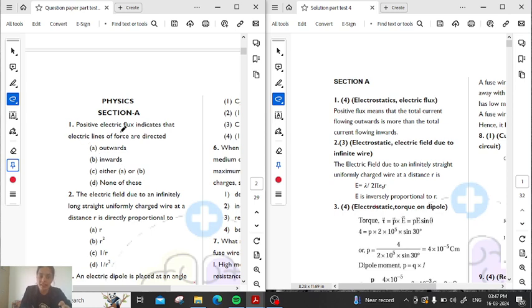A positive electric flux indicates that the electric line of force was directed, and we have 4 options: inward, outwards, either both or none of these. So simple. What does this flux mean? What is flux? Basically, flux means any surface area in which the number of electric field lines pass through it. Suppose there is a ball, how many lines pass through it, that is our electric flux, right? So the electric flux indicates the electric lines of force are directed outwards, inwards, or where?